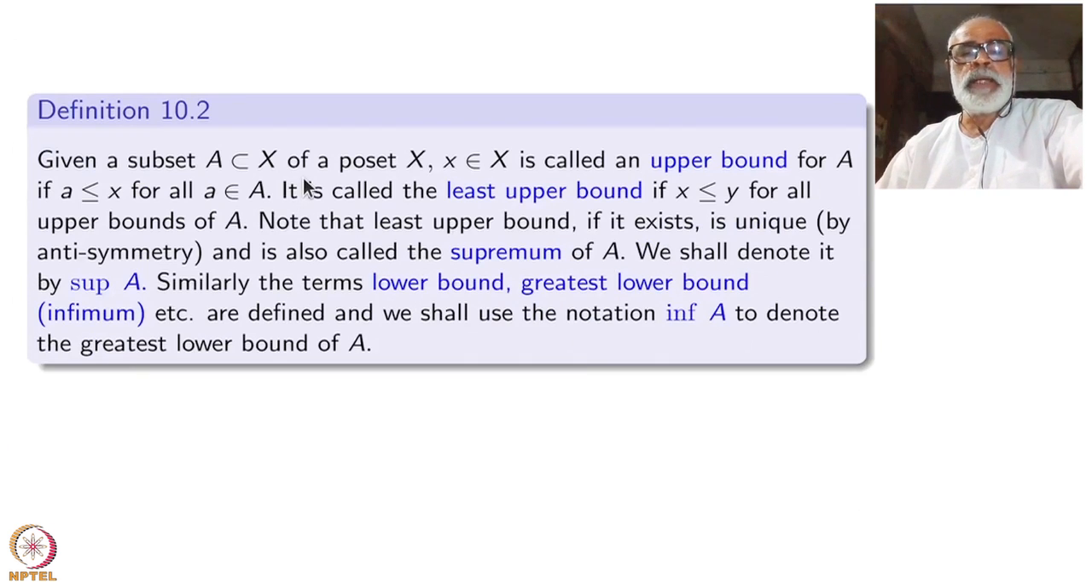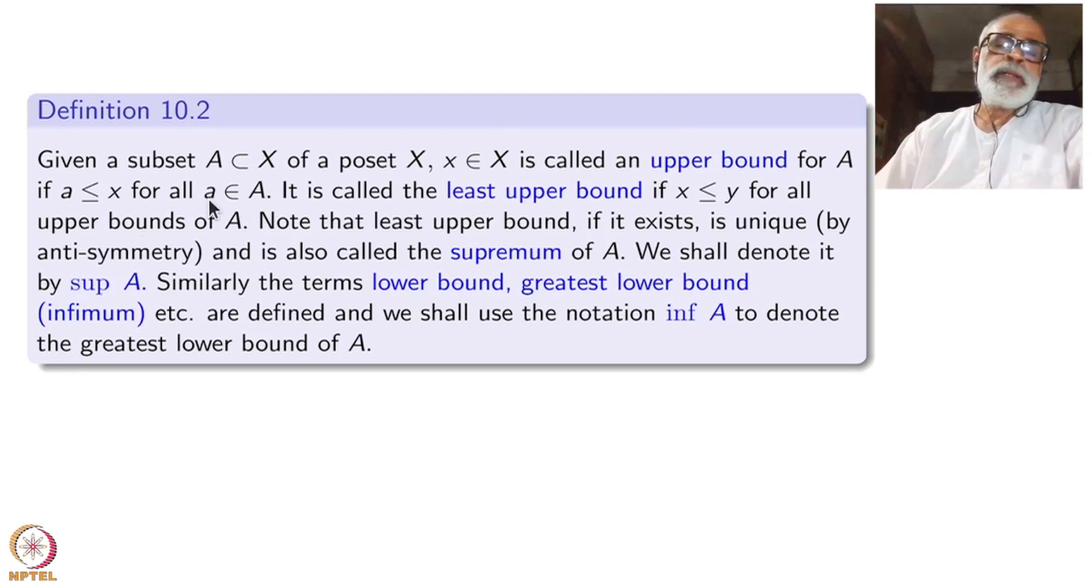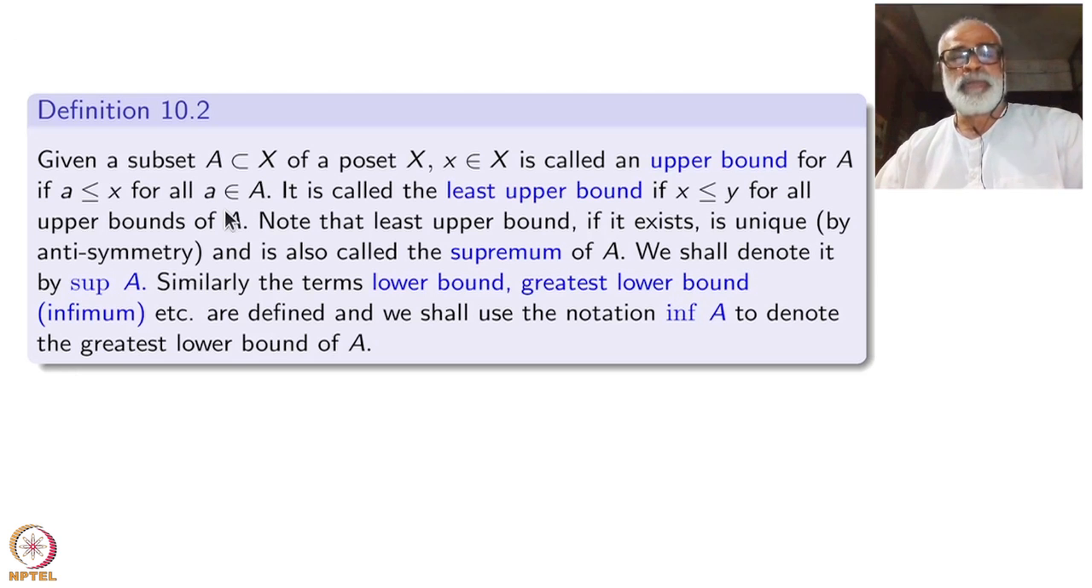Given a subset A of a partially ordered set, an element x is called an upper bound for A if a is less than or equal to x for all a inside A. So you may say that x is the biggest amongst all elements of A, but x itself may not be an element of A. So that is called an upper bound. There are many upper bounds, right? There may not be any upper bound either. So it's just a definition, no existence or uniqueness.